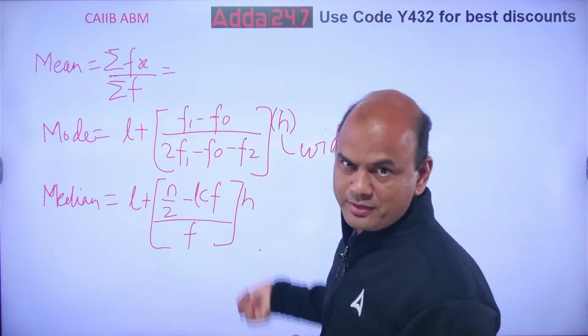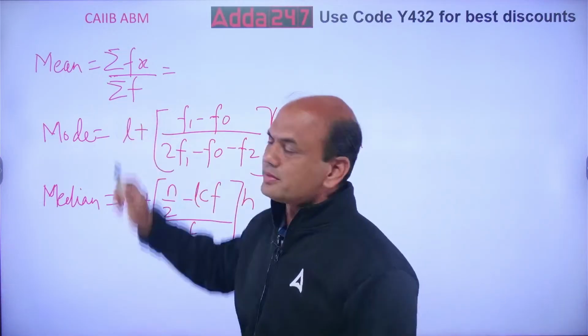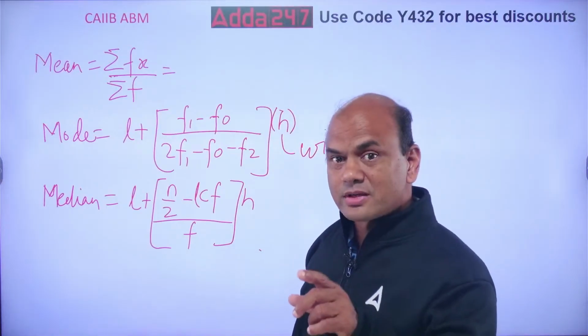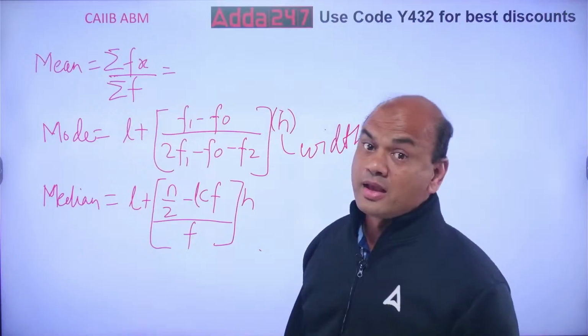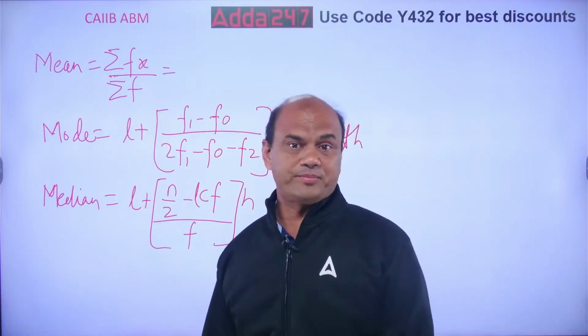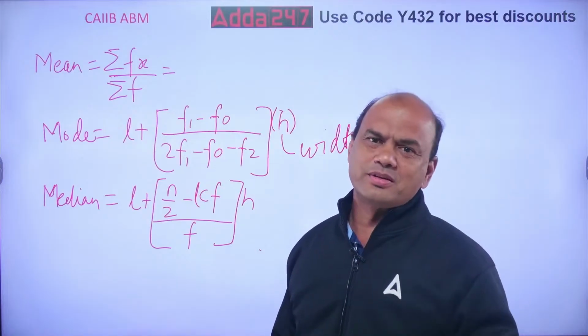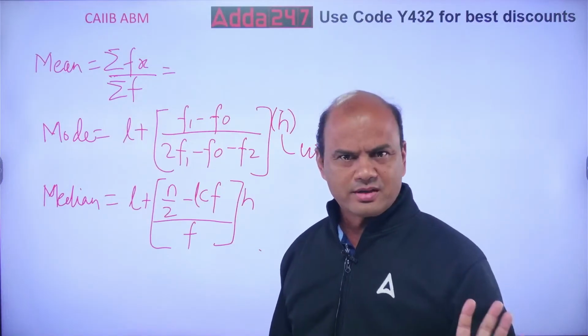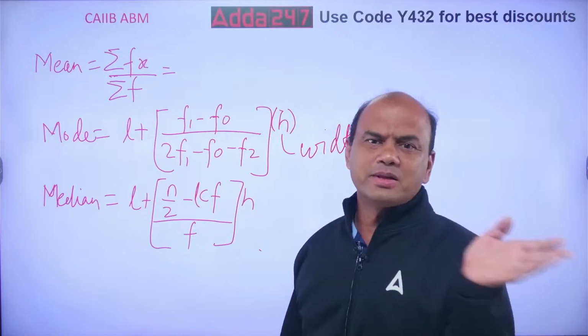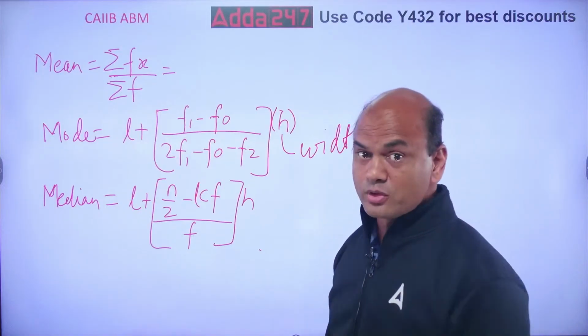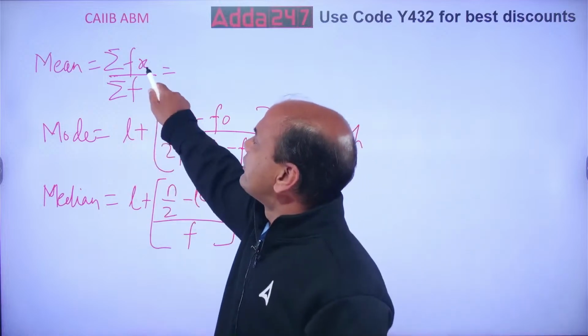See this formula I have given. Mean. Mean is what? Summation fx upon summation f. I gave you earlier ungrouped data. Ungrouped data is very simple. Add upon 5. Ungrouped. Done. 1, 2, 3, 4, 5 plus upon 5. Answer done. Ungrouped is simple. Grouped is what? Summation fx upon f.